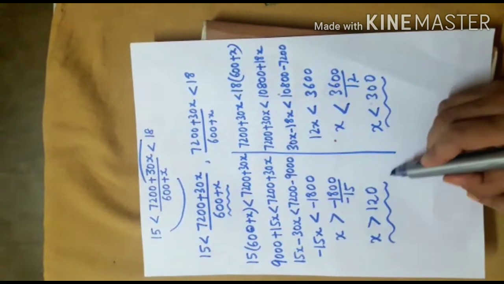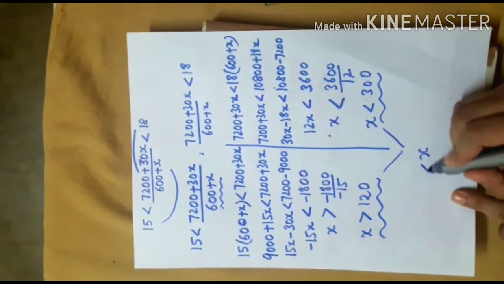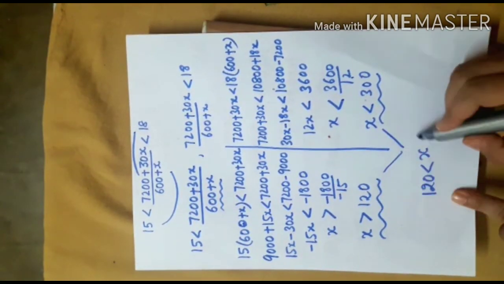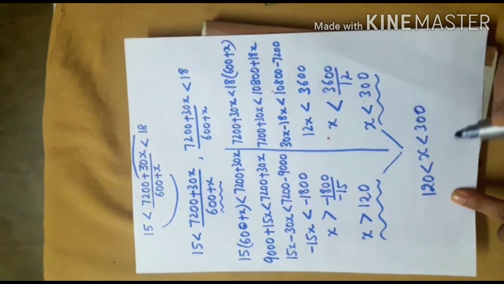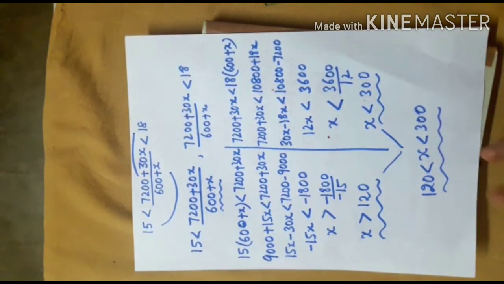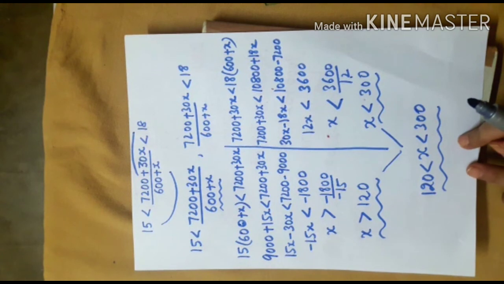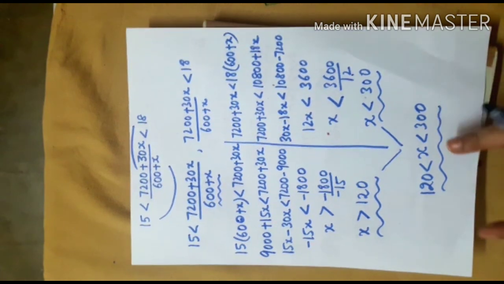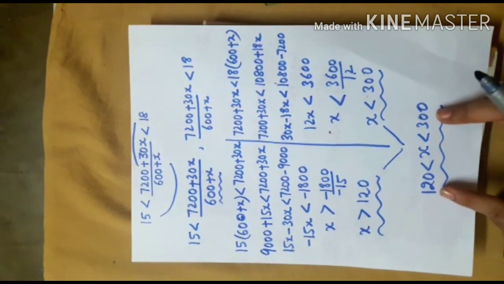So from these two, x is greater than 120 and less than 300. So the quantity of the 30% acid solution to be added should lie in this range.